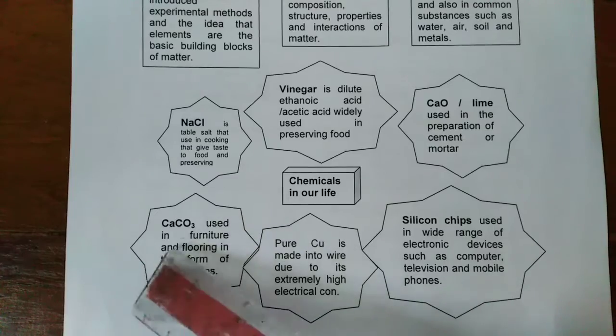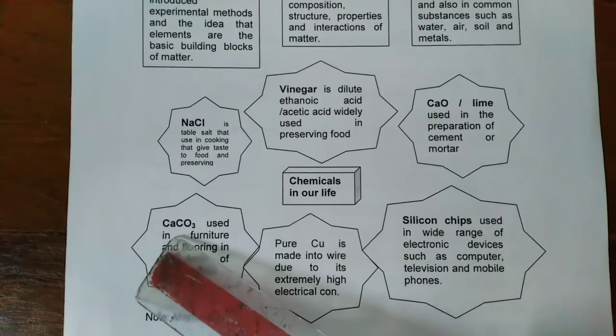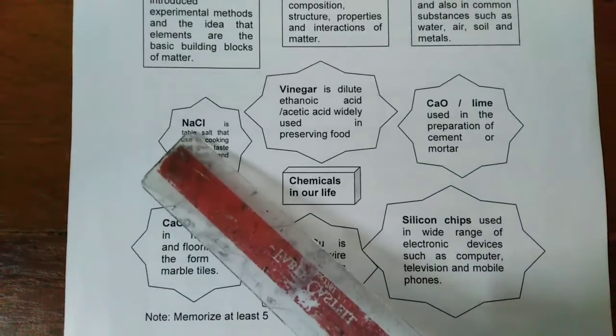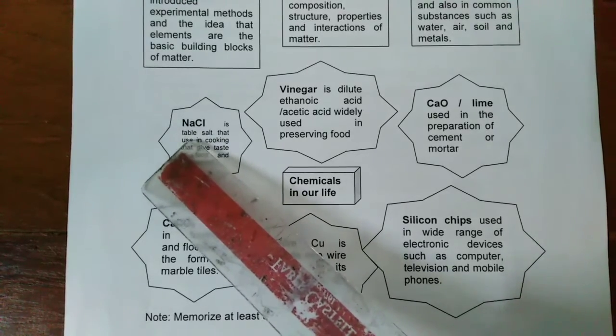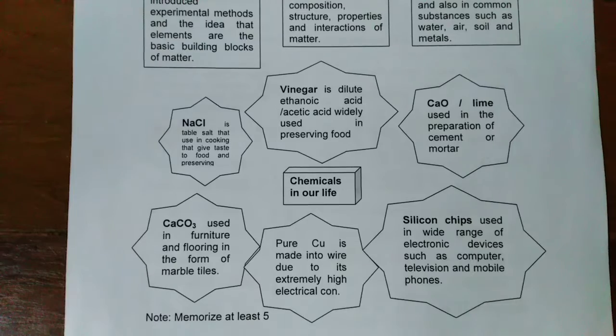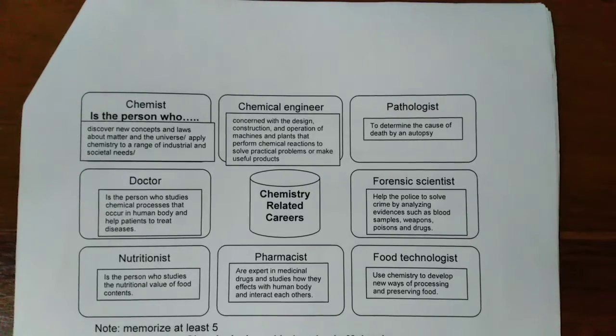This is the chemical formula for calcium carbonate, and this is sodium chloride. The commercial name we call table salt. You can pause this video, take a little time, maybe you want to take notes. Okay, next, chemistry-related careers.